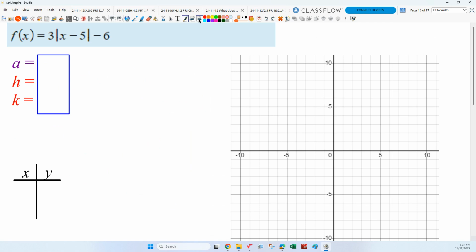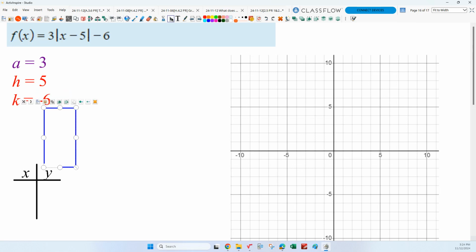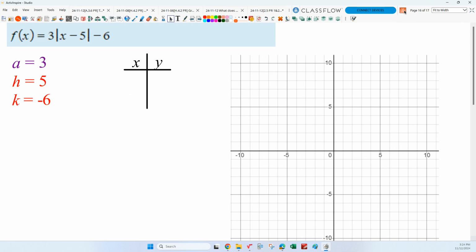How about that guy? What's A? 3. What's H? 5. What's K? 6. Okay. So then we already know that our vertex has what coordinates? 5 and negative 6. So over 5, down 6. Okay, I just need one other point, so pick an x value.